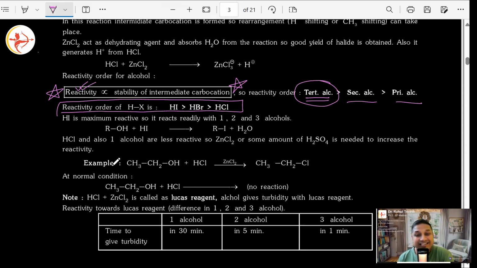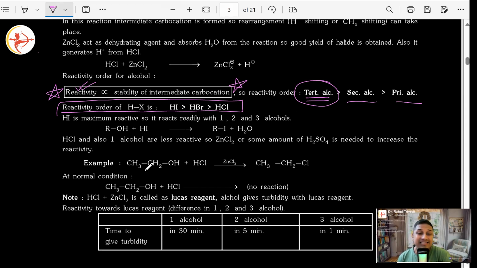HI has the highest reactivity. Yes. It readily reacts with either primary alcohol, secondary alcohol, or tertiary alcohol. Just bring them close by and alkyl iodide will form, and water will be given off. Are we clear? Yes. Okay.